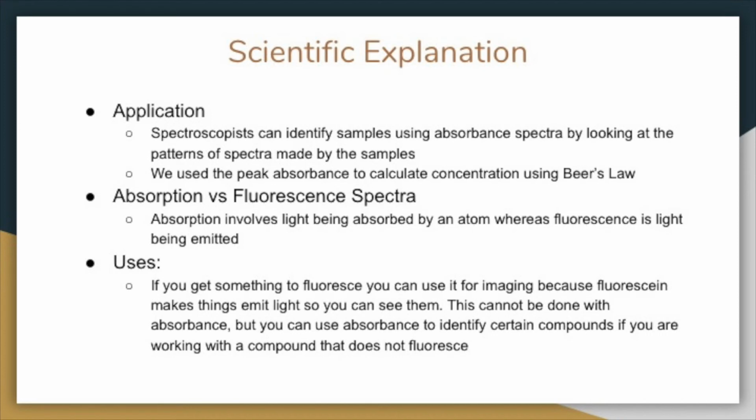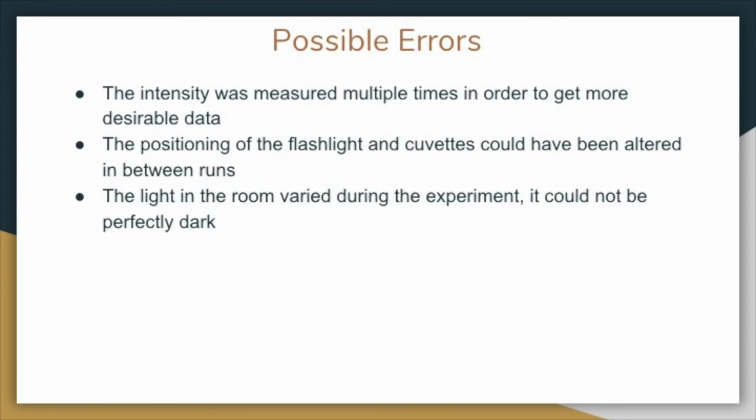The absorption and fluorescence spectrums are different because absorption involves light being absorbed by an atom, whereas fluorescence is light being emitted. This process can be used in multiple different lab settings. For example, if you get something to fluoresce, you can use it for imaging because fluorescence makes things emit light so you can see them. This can't be done with absorbance, but you can use absorbance to identify certain compounds if it's a compound that doesn't fluoresce. Errors could have been made in the setup of the lab.